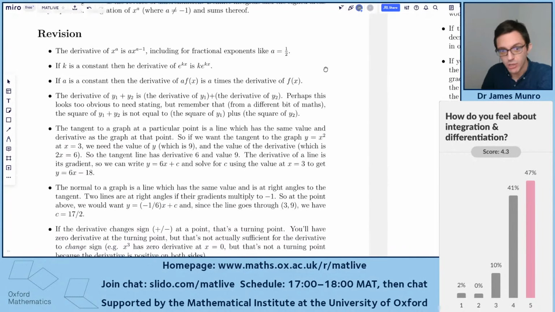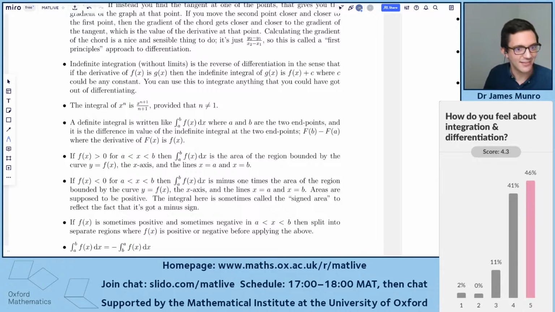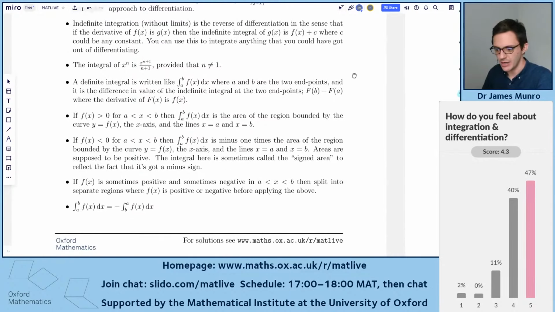5 stars is winning. It's amazing. Oh, brilliant. That's really nice. Somebody would like a poll for how everyone's day is going. I haven't set one up. I might interrupt in a minute. We'll see how everyone's day is going after we've done some integration.